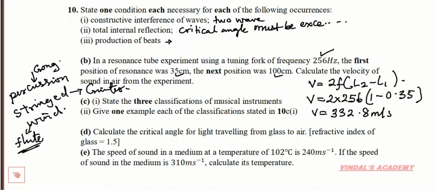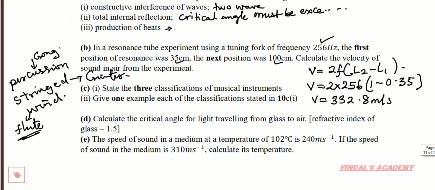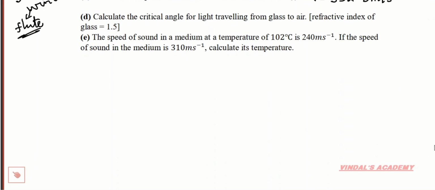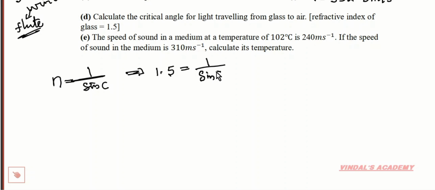Let's go to the next question, which is 10D. Calculate the critical angle of light traveling from glass to air. Refractive index is 1.5. Each time I hear critical angle, this formula will just be ringing in my head: N, the refractive index, which is 1.5, is equal to 1 all over sine of C, and C is the critical angle.